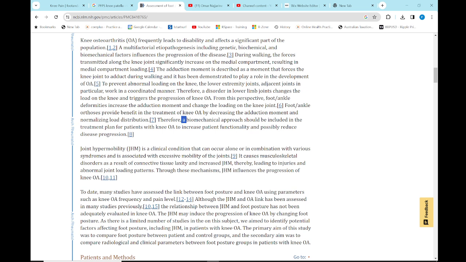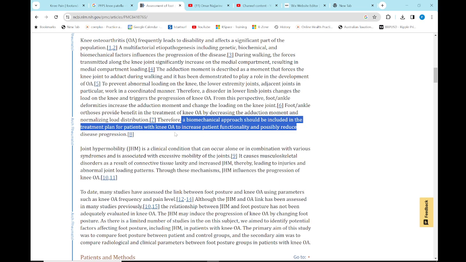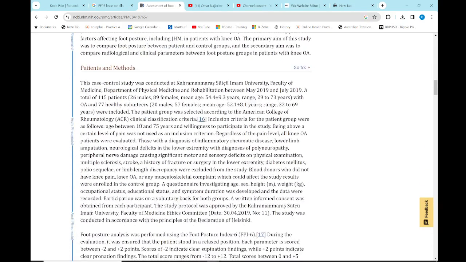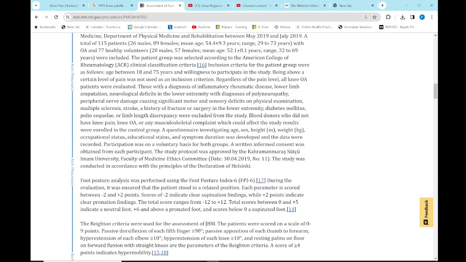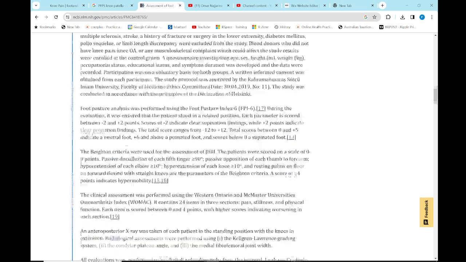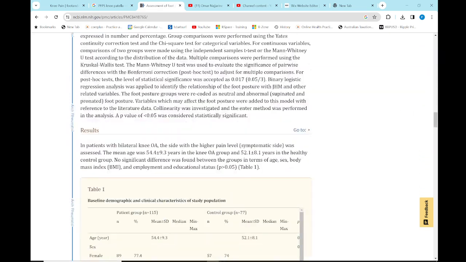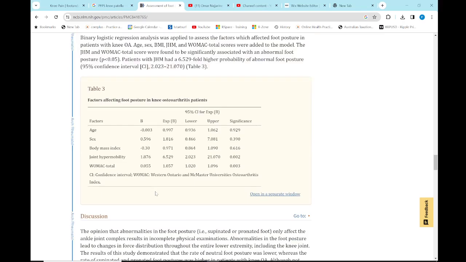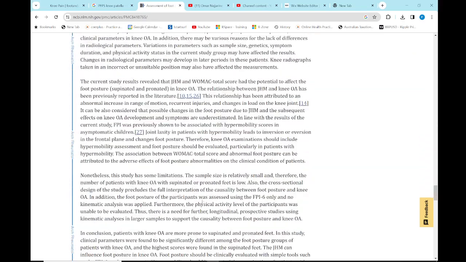Therefore, a biomechanical approach should be included in the treatment plan for patients with knee osteoarthritis to increase patient functionality and possibly reduce the disease progression. So definitely we can reduce it if it's related to foot posture. But unfortunately it is a wear and tear, so it will eventually move through its stages of degeneration. But definitely if someone is suffering from knee osteoarthritis, then yes, they can book in, make an appointment, we can assess the situation. This is just a little bit more information.